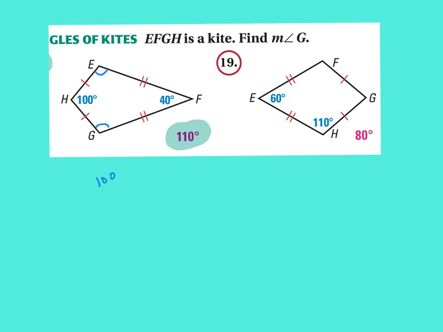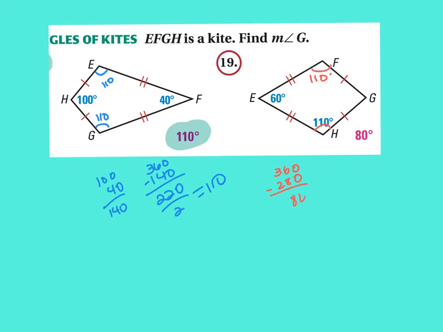If I did 100 plus 40, I get 140. All of them have to add up to 360. That's 220, and then divide it by 2, and that's 110. So each of these would be 110. Similar process on 19. These 2 would be the ones that are congruent, so this would be 110. And then if I did 360 minus all that's there, 220, 280. And what's left is 80 degrees for this one.